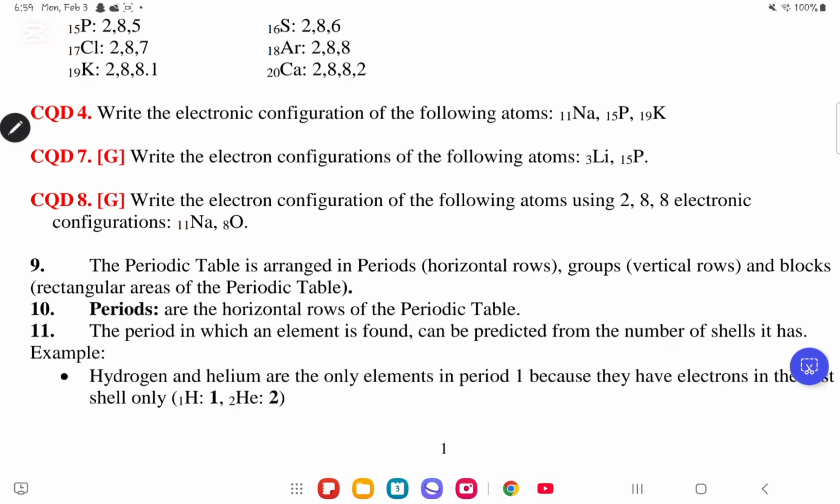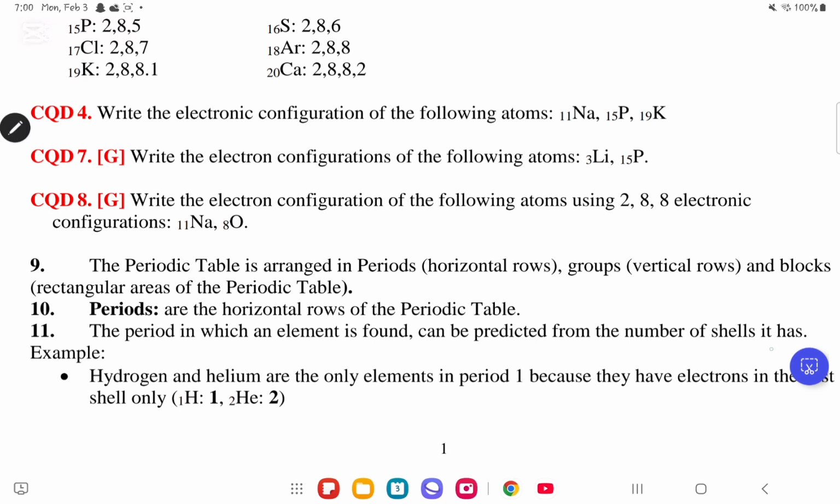Of course, you can use the SPDF method, but you have to just memorize it based on how it is. But if you use the SPDF method, there's going to be some tricks that we did not learn yet. That's why it's not recommended for you to use the SPDF method. Instead, use the electronic configuration.